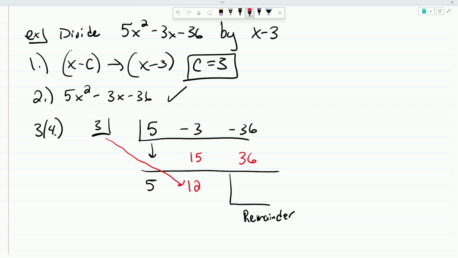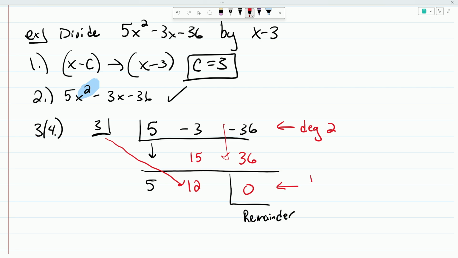And -36 plus 36, going straight down, is 0. So here's an example where we have 0 as a remainder. That's great. Remember, we started with a dividend, degree 2. That's right here. I'm going to highlight it in blue. There it is right there. Highlighted it in blue for us.